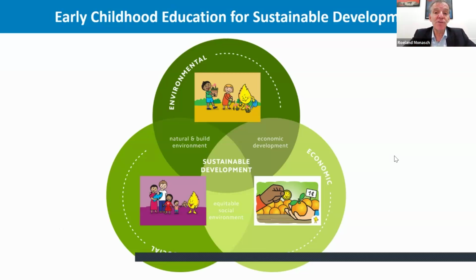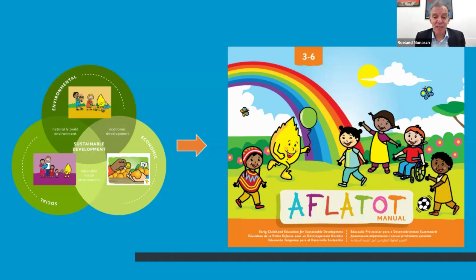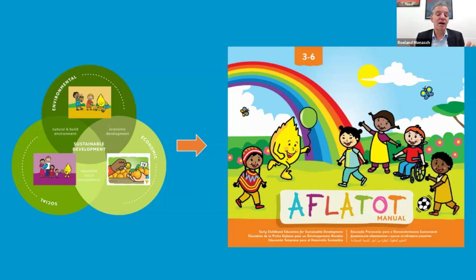Okay, bringing it together, early childhood education for sustainable development. And then I really want to take it to AflaTot. We, as AflaTot, about 10 years ago, developed the concept of early childhood education for sustainable development. And we initially tested that in a few countries. And I've seen some faces in the online room, and some of you were involved in that process. But basically, we tested the concept of combining environmental, social, and economic education together as sustainable development. And based on that, we developed the AflaTot manual, which was released in 2015, I think, or 16.